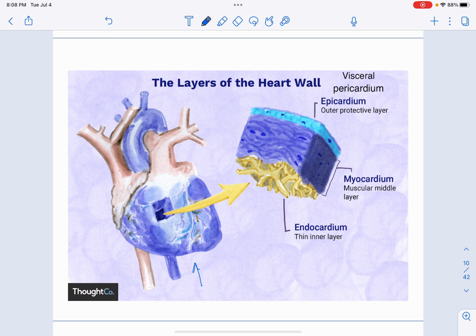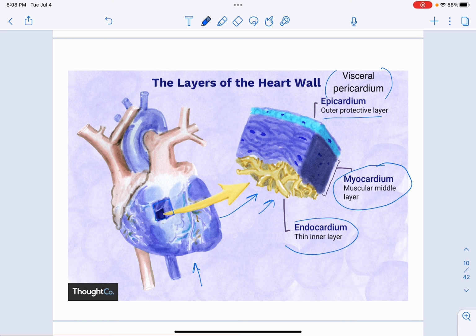So here is the heart. A nice big chunk of the heart is being taken out so that you can see these layers a little clearer. You can see the epicardium, that's the outermost layer, also called the visceral pericardium. Here's the myocardium, that's where those cardiomyocytes are. And then the endocardium, that's the inner layer. And you can see how that inner layer is facing inside the chamber.